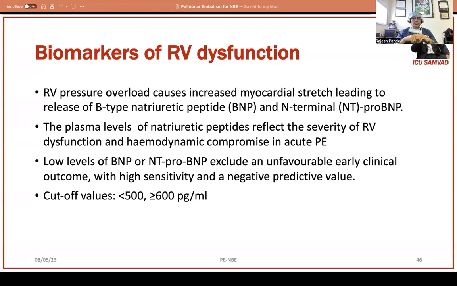Low levels will exclude an unfavorable early clinical outcome. So the sensitivity is good, negative predictive value is good. If the BNP and NT-proBNP are normal, that means the unfavorable outcome is unlikely. Cutoff values for excluding unfavorable outcome is less than 500. For including, that is more than 600 picogram per mL.